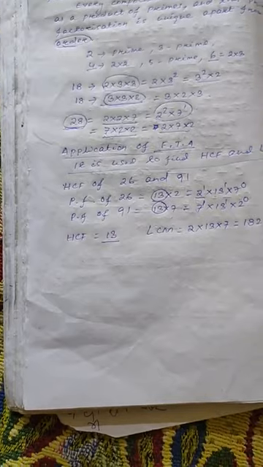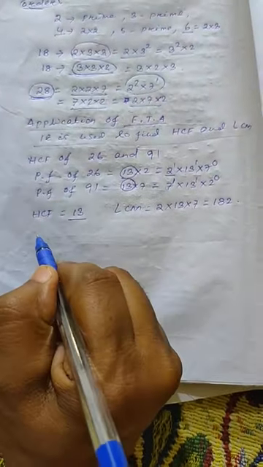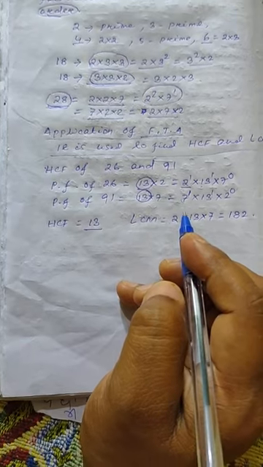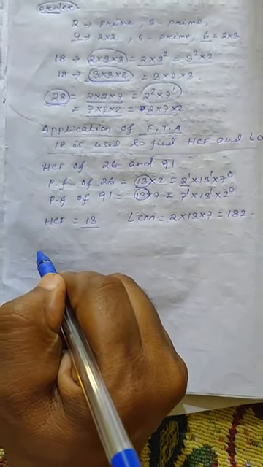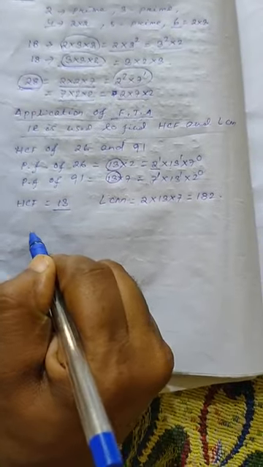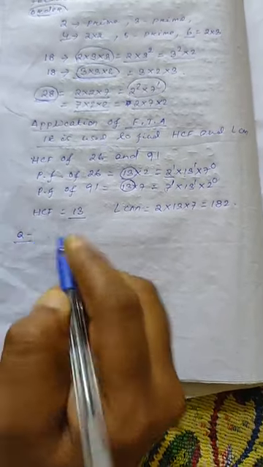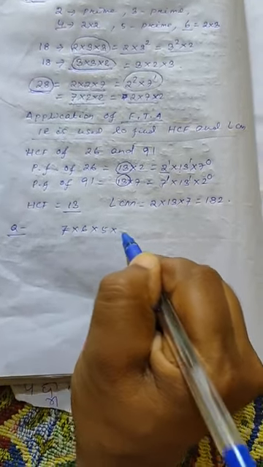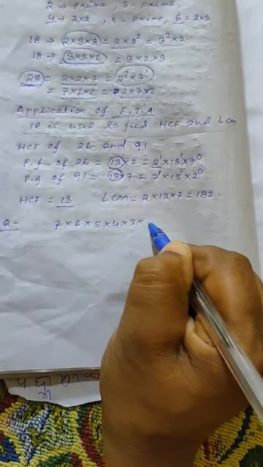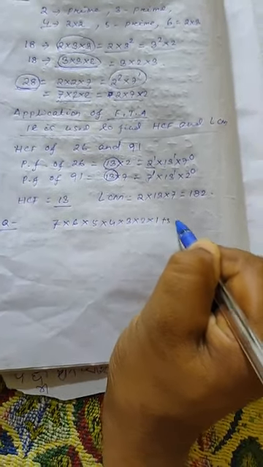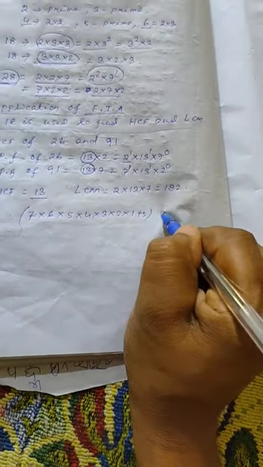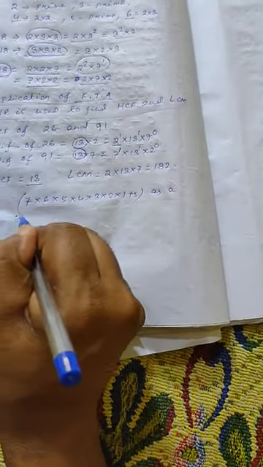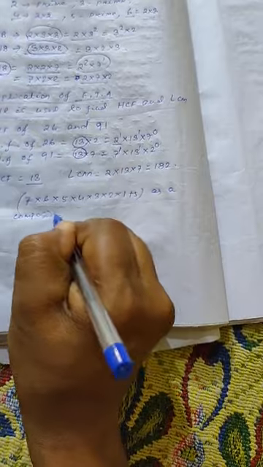Next, we have to solve one question. Suppose the question is: 7 into 6 into 5 into 4 into 3 into 2 into 1 plus 5. We have to show this is a composite number.